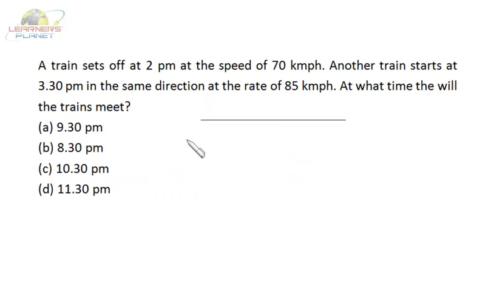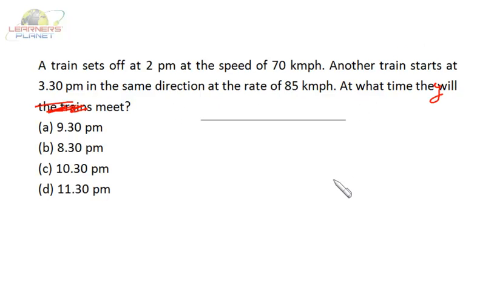Now friends, let's see this question. A train sets off at 2 p.m. at the speed of 70 km per hour. Another train starts at 3:30 p.m. in the same direction at the rate of 85 km per hour. At what time will the trains meet?